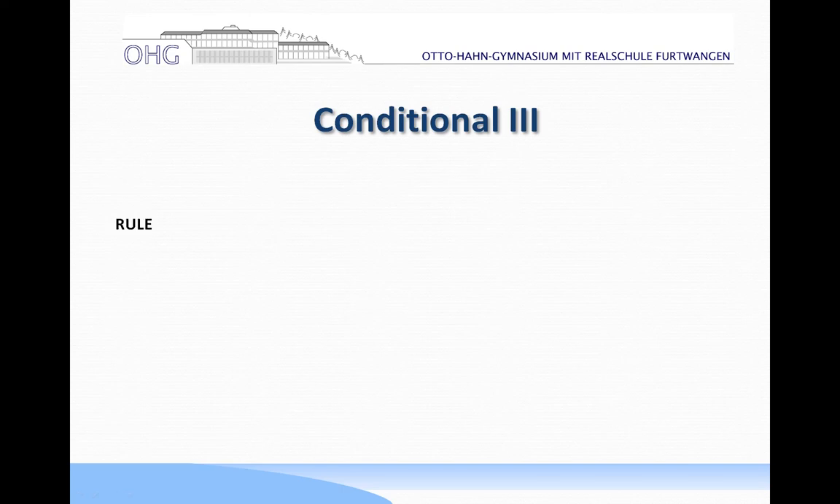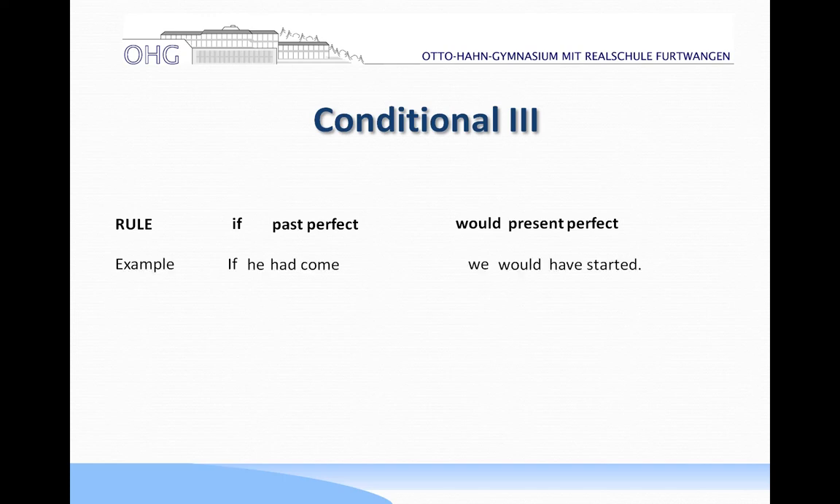So the conditional 3 works like this. You have in one part if plus past perfect, and in the second would plus present perfect. Now an example would be, if he had come, we would have started. The first part in this case is the if clause, the second part the main clause.